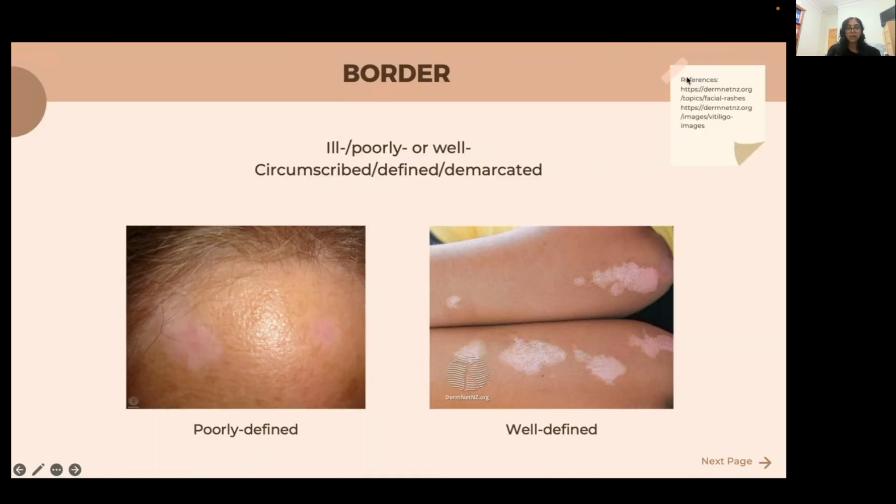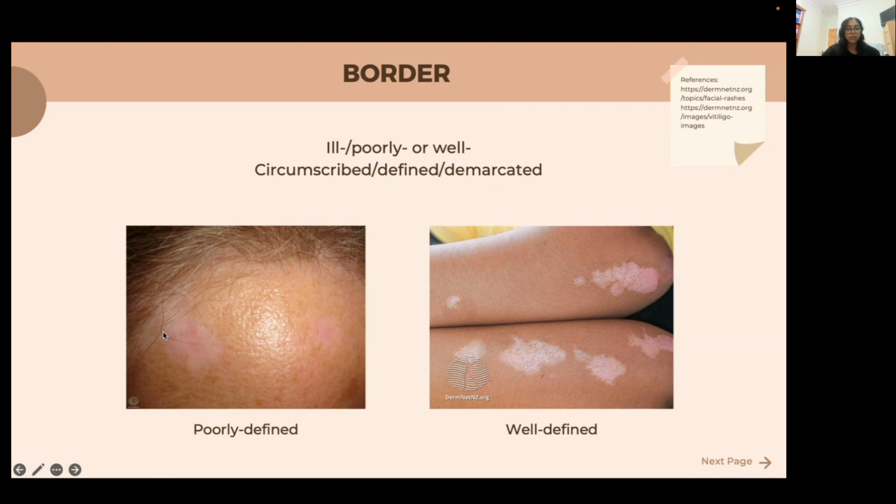That's fine. Okay, so then we'll talk about border. When we're talking about the border, terminology that we tend to use is, if it's not well defined, we would say it's ill or poorly defined or circumscribed or demarcated. If you can clearly see the borders, we would say it's well circumscribed or defined or demarcated. So there's loads of different words that we can use. Easiest one to say is defined. So poorly defined or well defined.